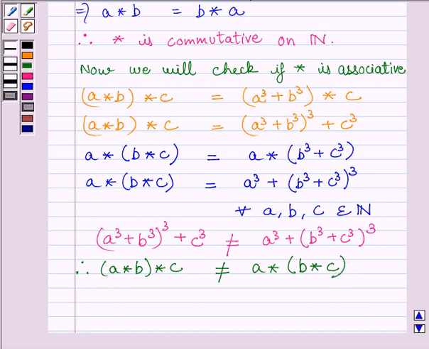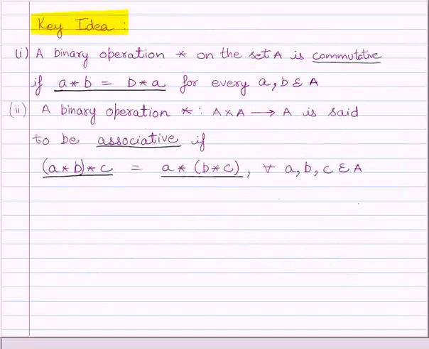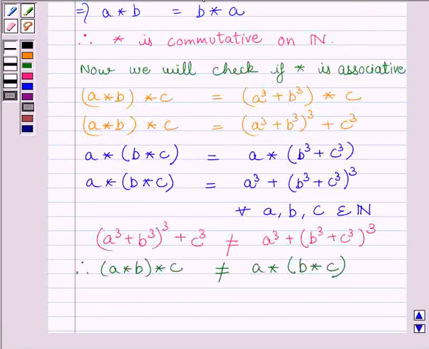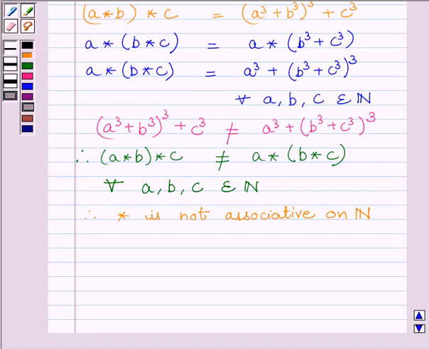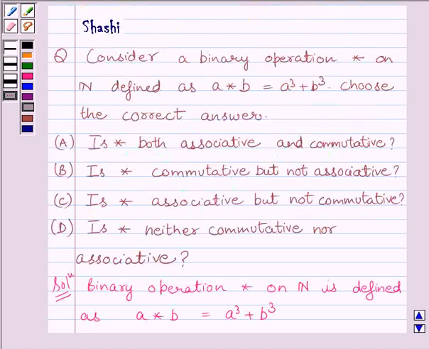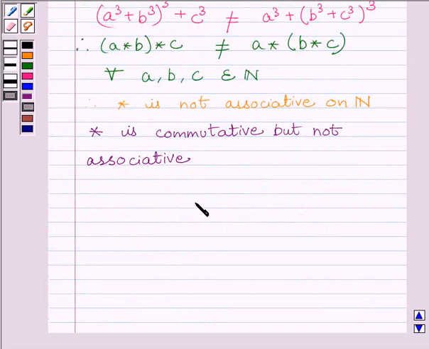From key idea, we know star is associative if (a star b) star c is equal to a star (b star c) for all a, b, c belonging to set A. Now here we can see (a star b) star c is not equal to a star (b star c), so star is not associative on N. So we know star is commutative but not associative, so B is the correct answer. So the required answer is B.